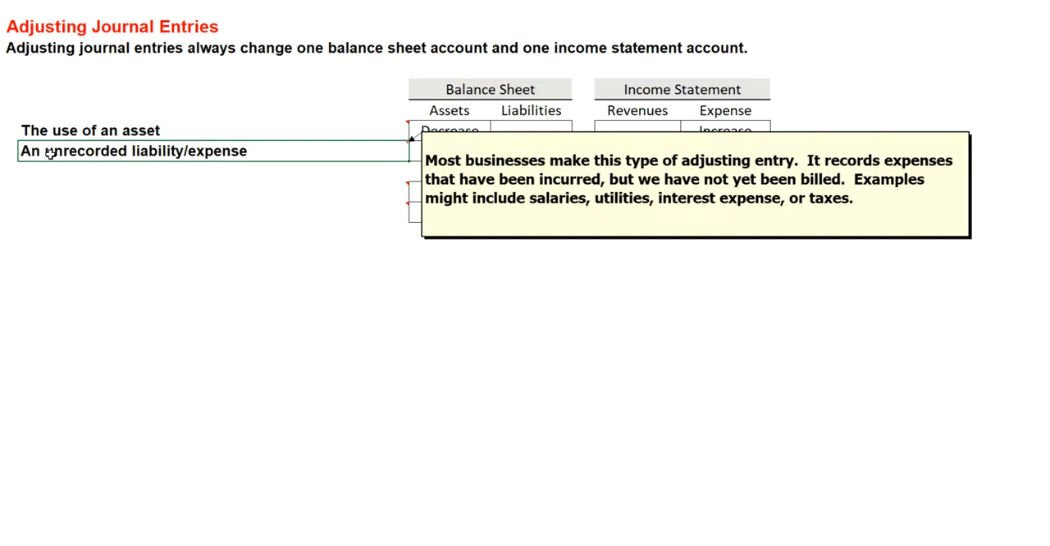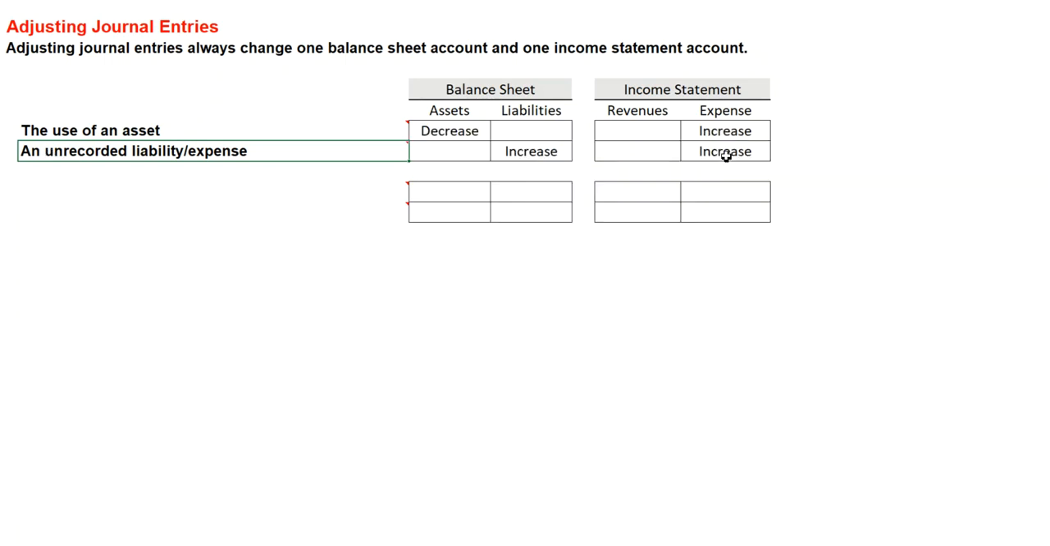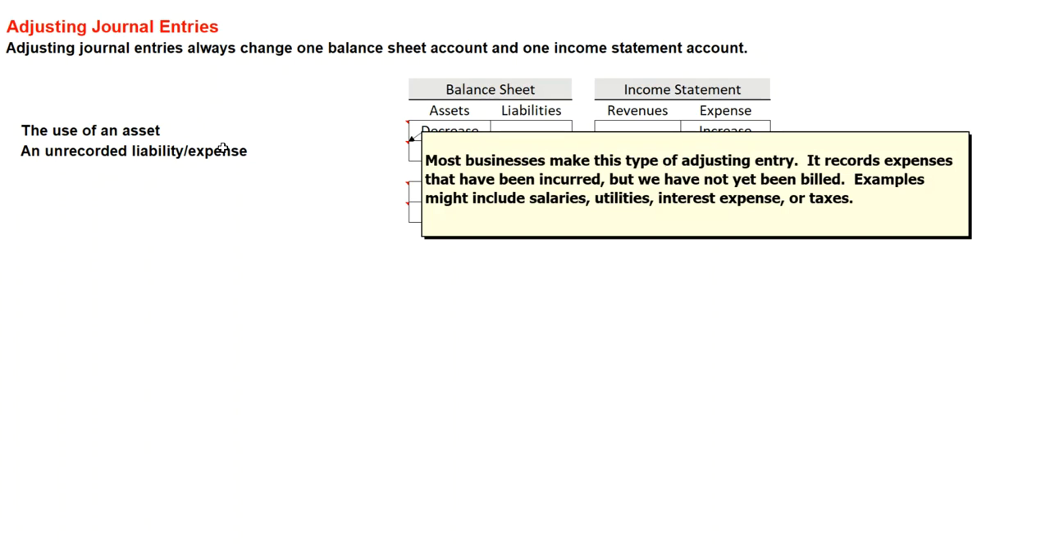Examples might include salaries. For instance, our employees work for us that last week of December. Are we going to pay them on December 31st at midnight, New Year's Eve? Not likely, but they've worked for us generating revenues, so we need to make sure that expense gets recorded in the current year, and we record that liability, the amount that we owe them on December 31st, if we were to pay them or if they were to leave. The other examples: utilities, interest expense, taxes.